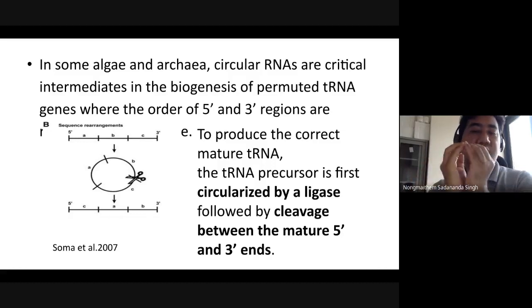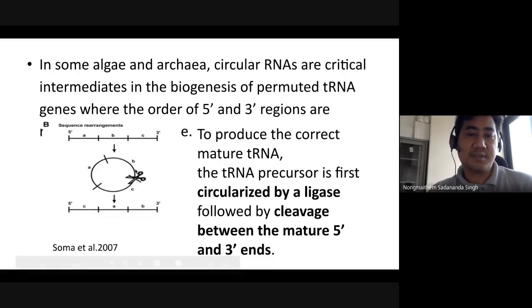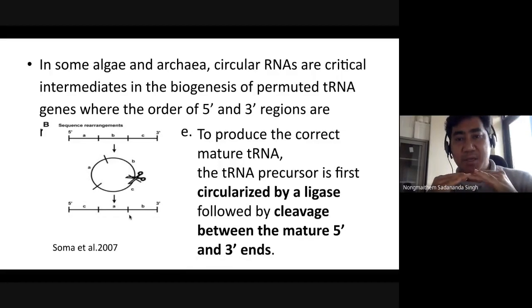So once you circularize it, suppose it is the mature sequence of the tRNA, then it circularizes first and is processed by an endonuclease to give you the mature tRNA sequence. You can see in many algae as well as archaea, this is very much utilized to get mature functional tRNAs. So circularization is very, very important in these organisms.